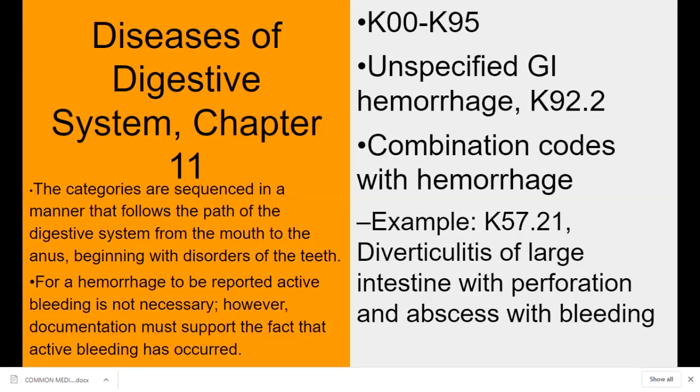For a hemorrhage to be reported active, bleeding is not necessary. However, documentation must support the fact that the active bleeding has occurred. So hemorrhage does not actually mean that you're bleeding for your medical report. It can be that you were hemorrhaging. So that's an important little tidbit there.